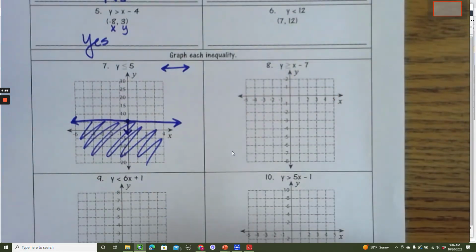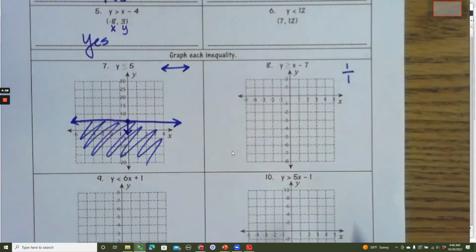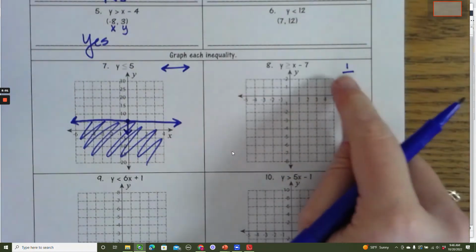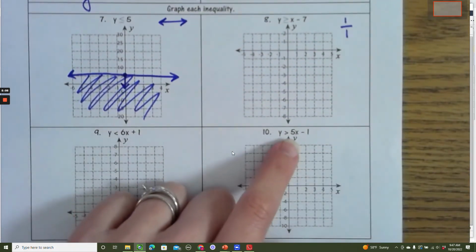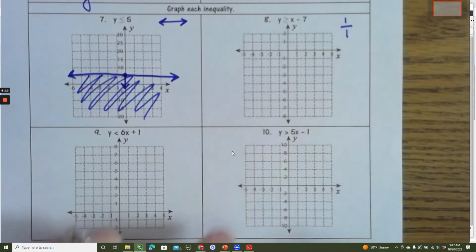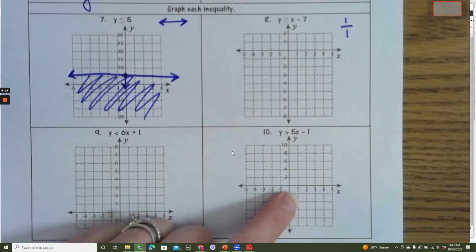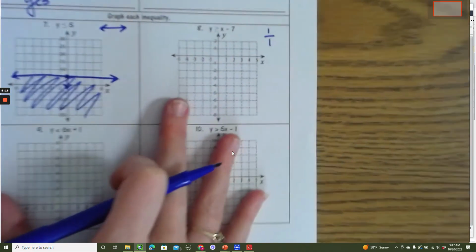Okay, set your y-intercept, up 1 over 1. We're going to do number 10. 5x minus 1. So the number at the end, that's where my point goes. Oh, but look, there's no negative 1 there. What you can do, move this over.